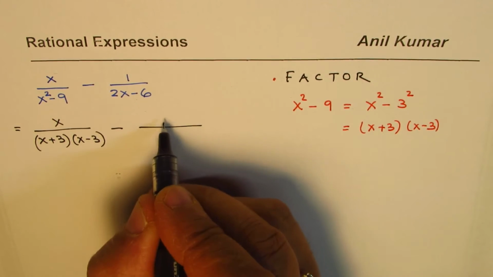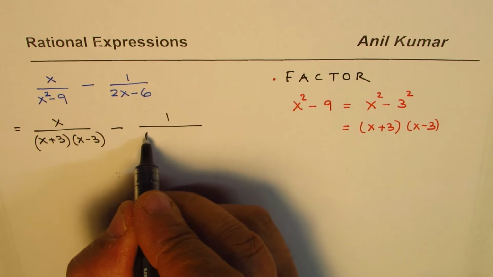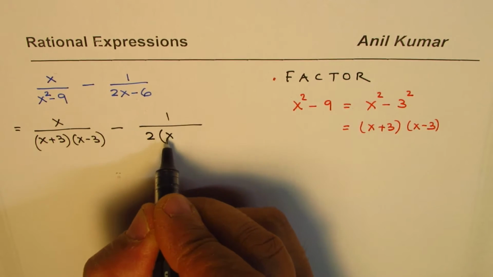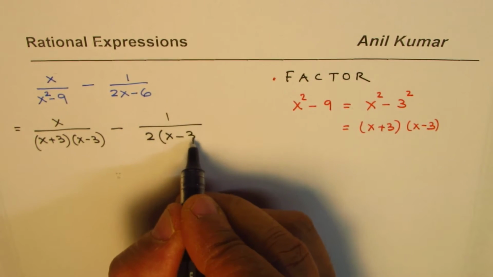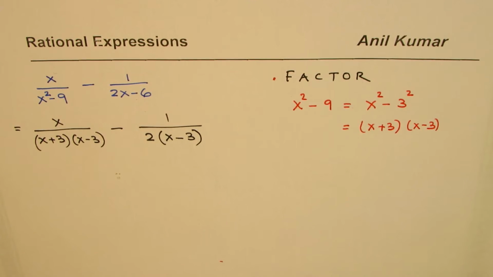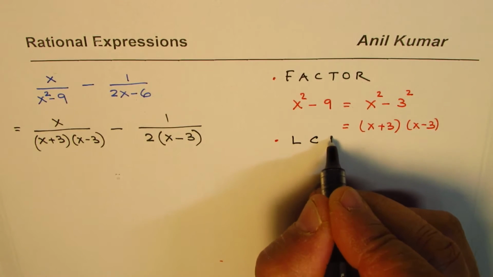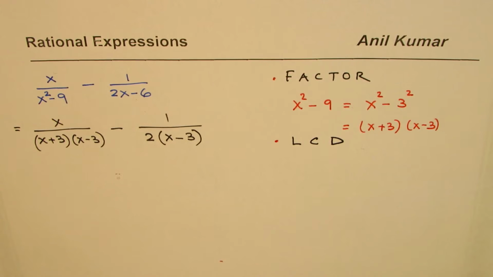Now in this one, you can clearly see that 2 is a common factor, so group factor. So take 2 common, you are left with x minus 6 divided by 2, that is 3. So this is the first step. The second step will be, most of the time, finding the lowest common denominator, right? That is the second step.